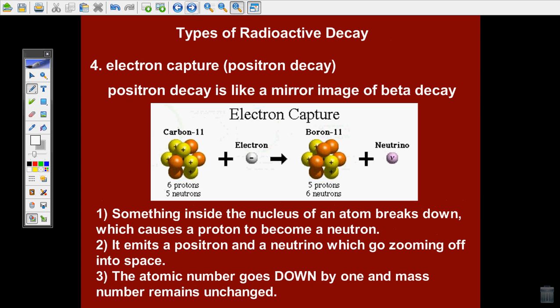Then you have electron capture, which is basically the opposite of beta decay. So in electron capture, something inside the nucleus breaks down, which causes a proton to become a neutron. It emits a positron and a neutrino, which go zooming off into space. The atomic number goes down by 1, and its mass number remains unchanged. So in electron capture, this is the symbol.